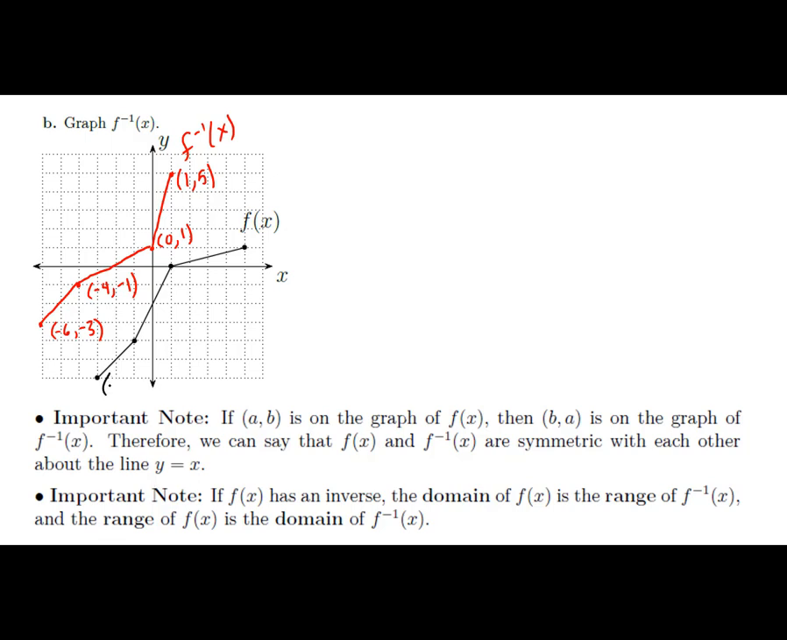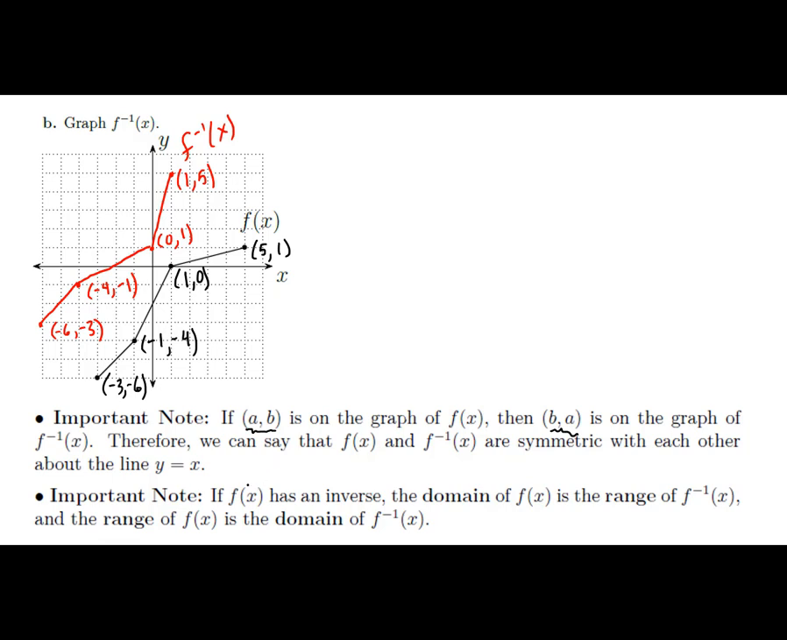This point here is the point -3, -6. This point here is -1, -4. This point here is 1, 0. And this point here is 5, 1. So what you see is that if the point (a, b) is on the graph of f, the point (b, a) will be on the graph of f inverse. Okay, and that's always going to be the case. And that makes sense because basically what is happening is the inputs and outputs are switching for these.